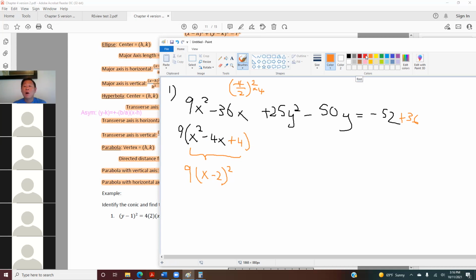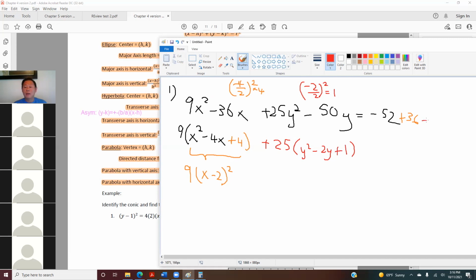We're going to do the same thing on the y part. Someone said take out 25. You're correct. What did you get? Squared minus 2. And then you take the middle term, which is the -2, you take half of it and square it. What do you get? You get 1.